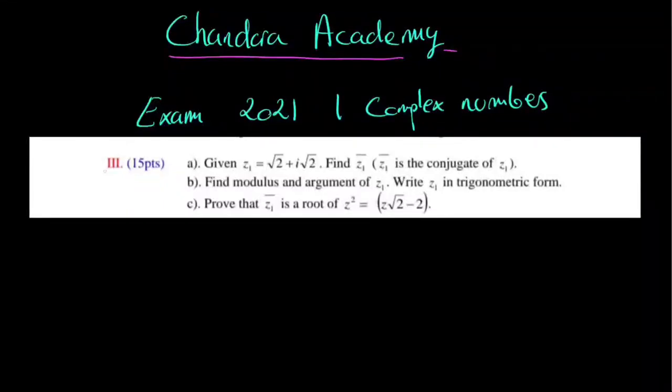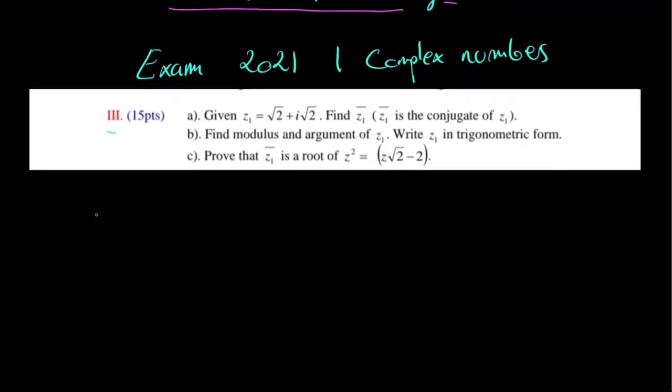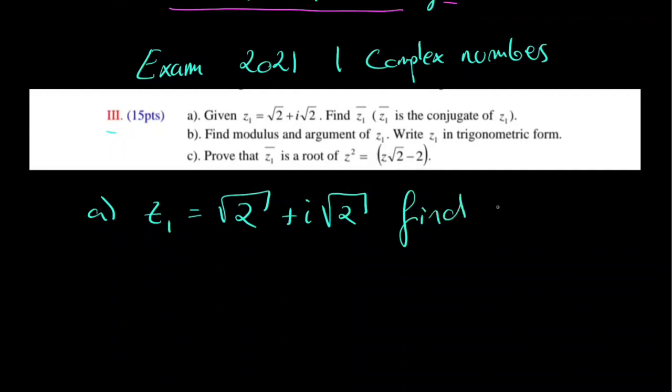Today we're going to solve the third exercise of the 2021 exam about complex numbers. So, first question. Given a complex number z1 is equal to square root of 2 plus i square root of 2, find its conjugate, named z1 conjugate.